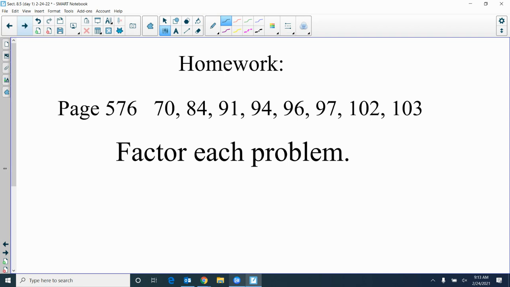Now I forget what the directions say. I think it just says identify whether it's a difference of squares. Don't worry about that. Just factor each problem. Write the original problem down, and then factor each one.